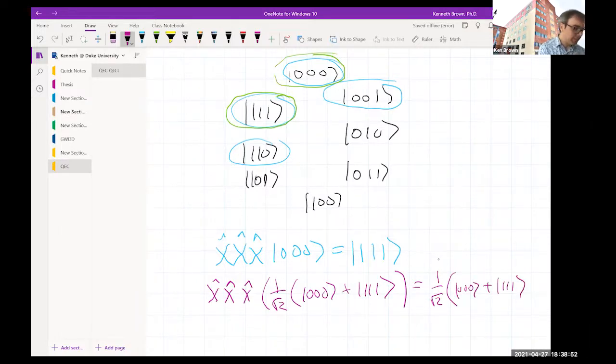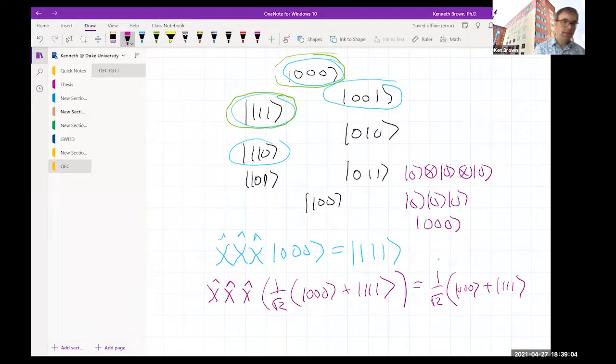I apologize, I meant to say that 000 is shorthand for zero tensor zero tensor zero. In quantum computing, we usually just write this because we're always working with these bit strings. So this is increasing shorthand. Yeah, so that's how we can solve this example.